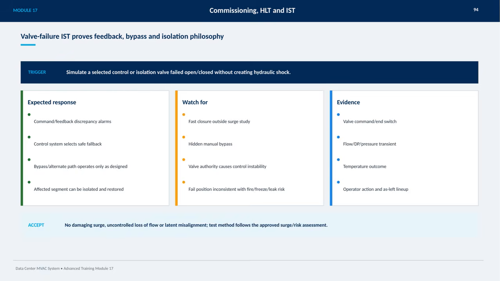Finally, acceptance of the test hinges on no damaging surge events, no uncontrolled flow loss, and absence of latent misalignment. The test must strictly follow the approved surge and risk assessment methods to ensure safety and system integrity.